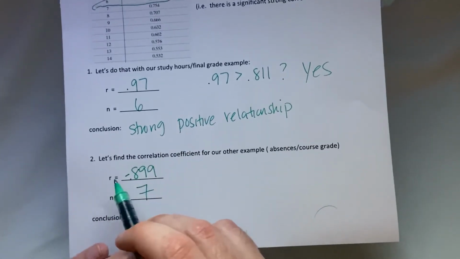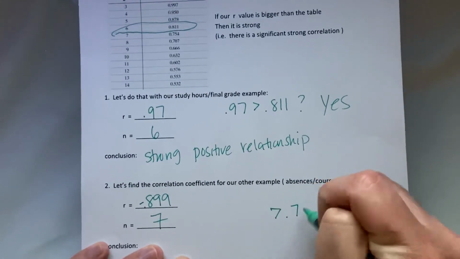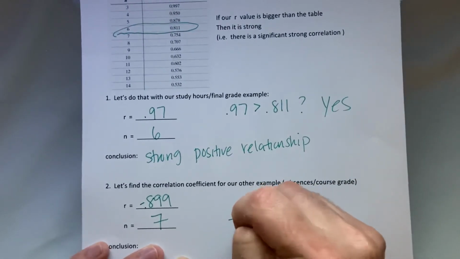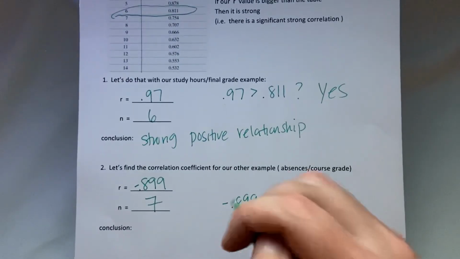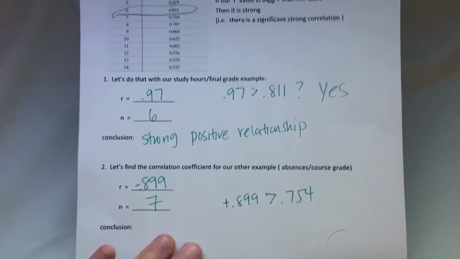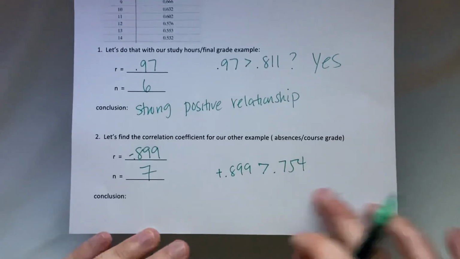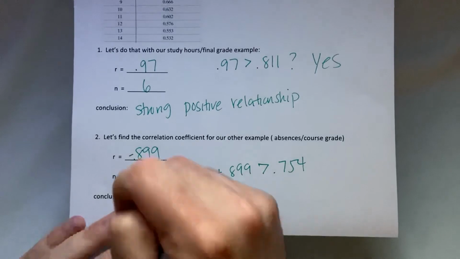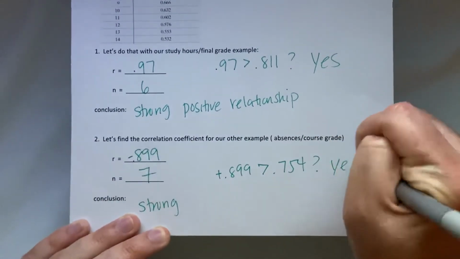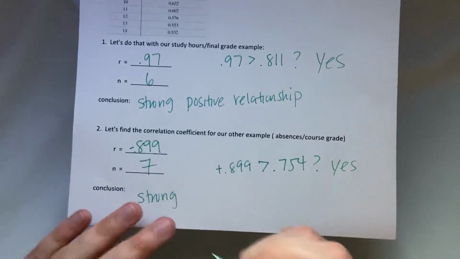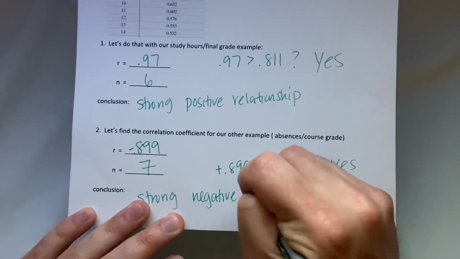Now we said if you're going to compare it to 7 up here in the table, it needs to be bigger than 0.754. And of course, negative 0.899 isn't bigger than a positive number, but we always get rid of the negative entirely. And positive 0.899 is bigger than positive 0.754, which means there's a strong relationship here as well. But because it's negative, there's a strong negative linear relationship.